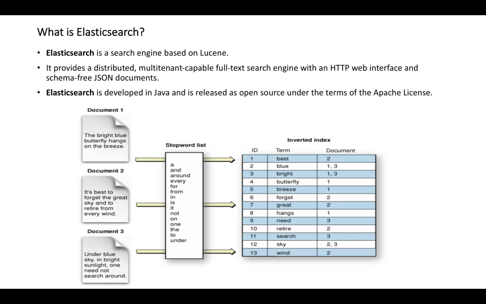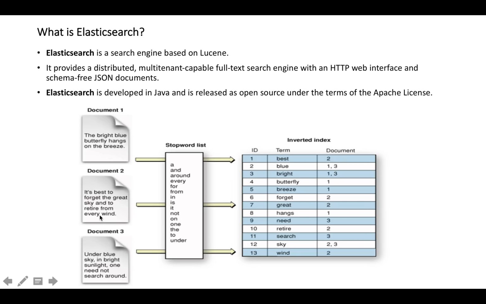What is Elasticsearch? Elasticsearch is an open source search engine based on Lucene. It provides a distributed, multi-tenant capable full text search engine with an HTTP web interface and schema-free JSON documents. It's developed in Java and released as open source, as I mentioned, under the Apache license. So what it means basically is you can come with any kind of document in any kind of format.